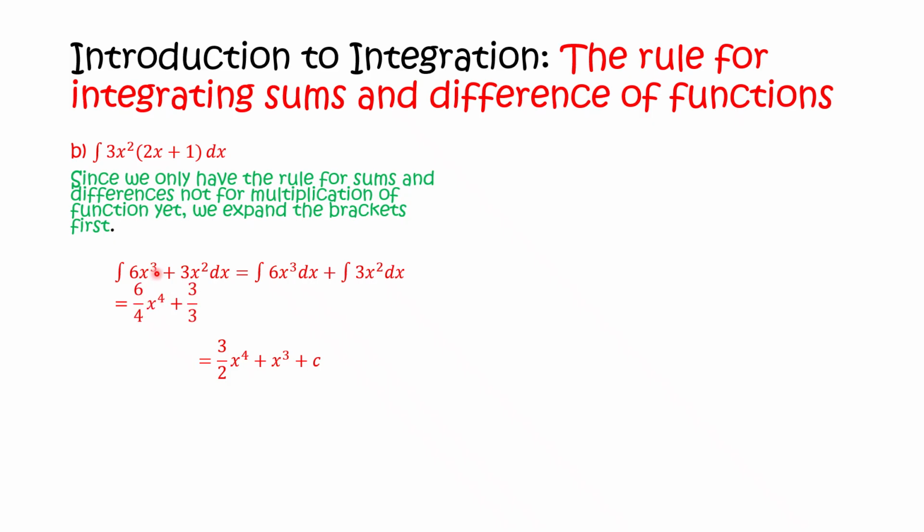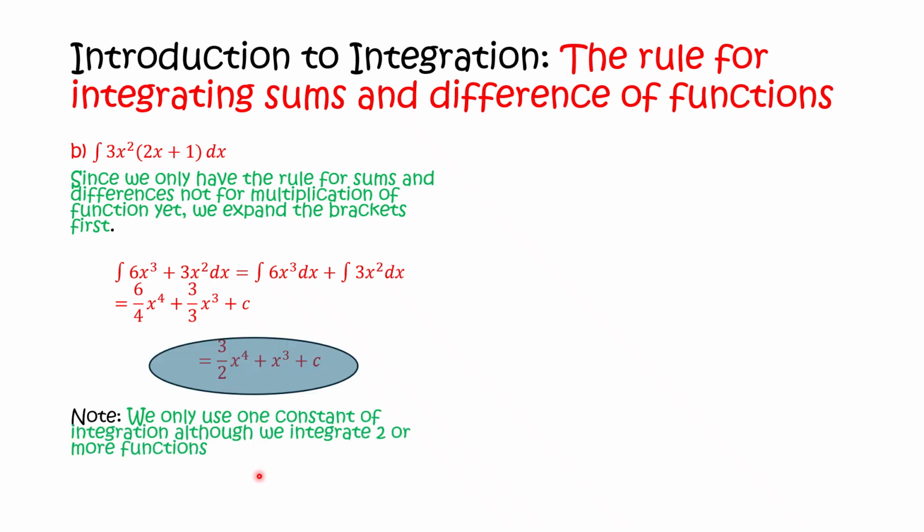So in this case, if we expand the bracket, we are going to have 6x cubed plus 3x squared dx, that giving us that, and we separate the integrations, in separating the terms, we would get the integral of 6x cubed dx plus the integral of 3x squared dx. That would give us 6 over 4 x to the power 4 plus 3 over 3 x cubed plus c. Now, simplifying that, we would get 3 over 2 x to the power 4 plus x cubed plus c. So that is how we would get to our solution.